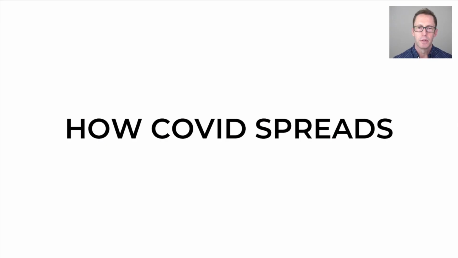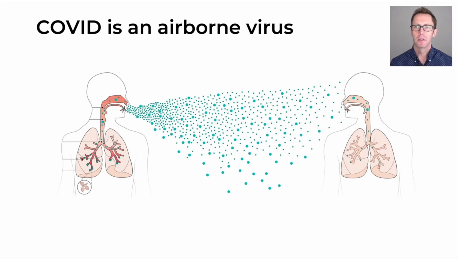For the remainder of this video, we're going to focus on understanding how COVID spreads and what schools can do practically to minimize the risk of it spreading within the school environment. There's been a lot of research done over the last few years looking at how COVID spreads, and one of the things that's come through from that research very strongly is that COVID is an airborne virus. It is transmitted via the air that we breathe.